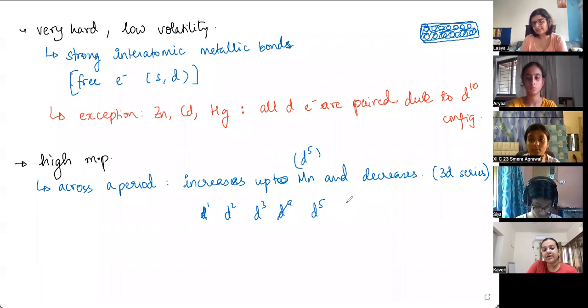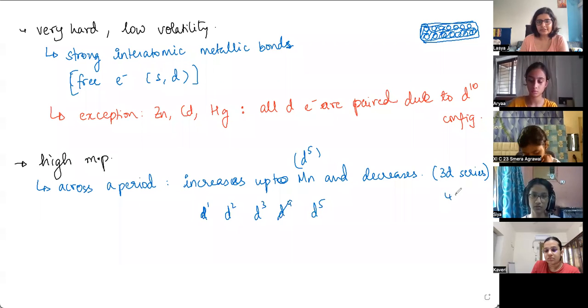So is manganese the hardest metal in its period? In its period, yes. Okay, so manganese is only for one period, right? So what about the others? Yeah, that's what I'm looking up, which one it is. Manganese ke baad, in the case of 4d, it's technetium. Tc is the middle one with d5 configuration.